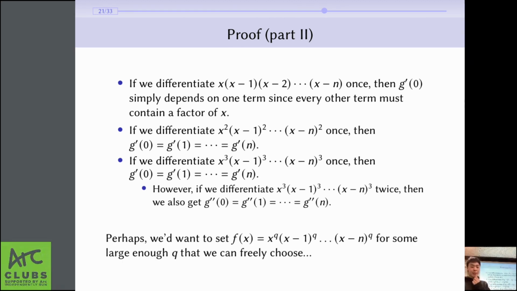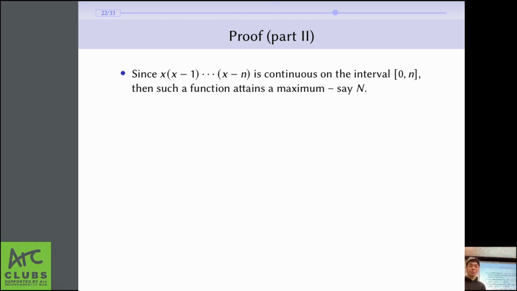So naturally then, maybe we want to set f of x to be x to the power of q times (x minus 1) to the power of q up to (x minus n) to the power of q. And we can freely choose q to be large enough so that something magical does happen. So maybe that's a line of reasoning that we want to work with. Okay, let's figure out if that's plausible.